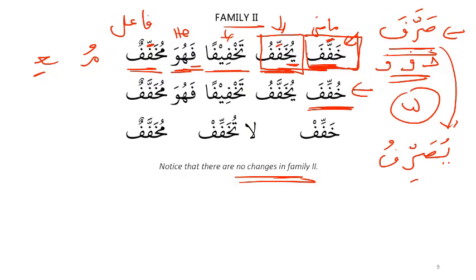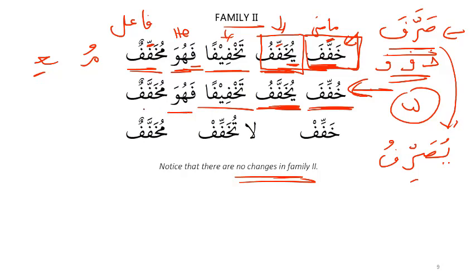Okay, so this row is the majhul row. Khuffifa, yukhaffafu. So this is majhul mudare or mudare majhul. Takhfifan, the masdar is the same regardless of whether we are maloom or majhul. Do you understand when I say maloom versus majhul? Majhul means the fa'il is not known or hidden. Maloom means the fa'il is known.